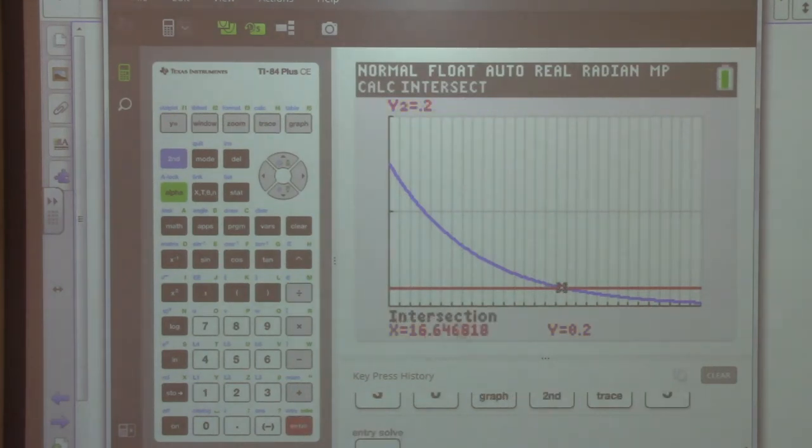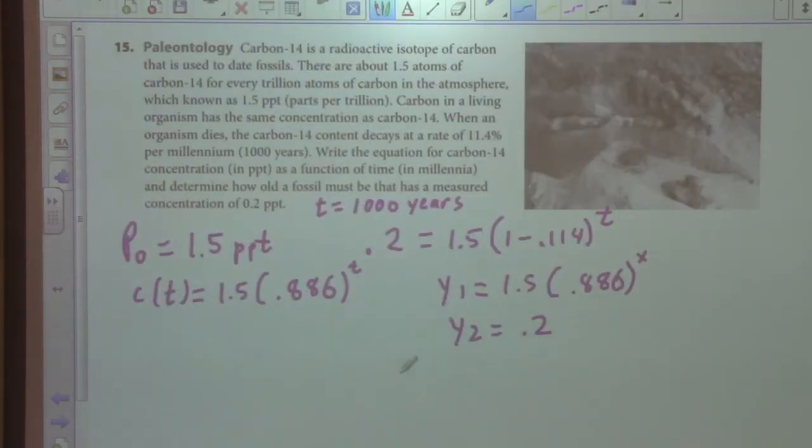So that's what you got there? 16.647 millennia. So that's going to be about how many years? 16,647 years.